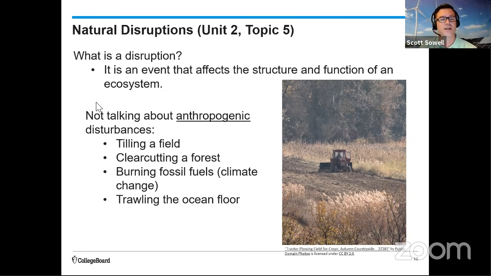What we're not talking about today are anthropogenic disturbances, human-caused disturbances like tilling a field or clear-cutting a forest, burning fossil fuels to cause climate change, or maybe even fishing, like trawling the ocean floor. So today we're not going to focus too heavily on anthropogenic. We may a little bit, but for the most part, we're looking at the natural disruptions that just happen short-term and long-term to our Earth processes and systems and environments that cause organisms to have to respond to them. That's what we're looking at today.